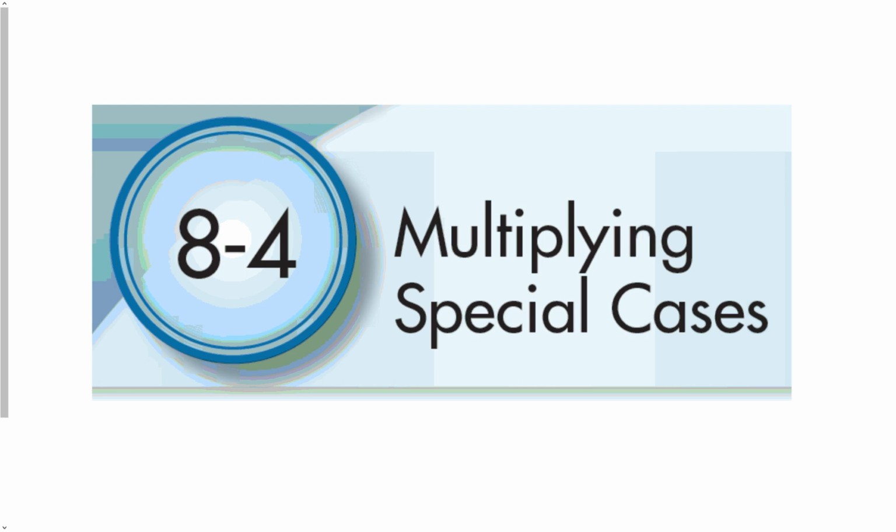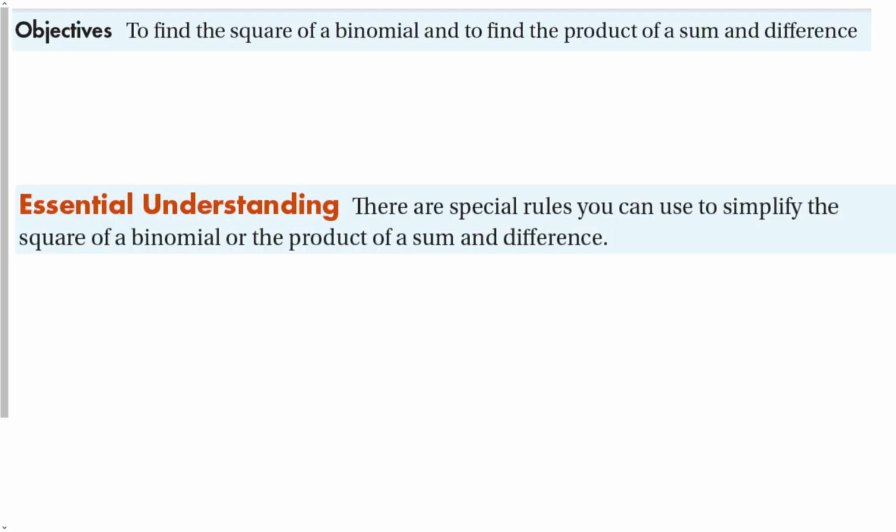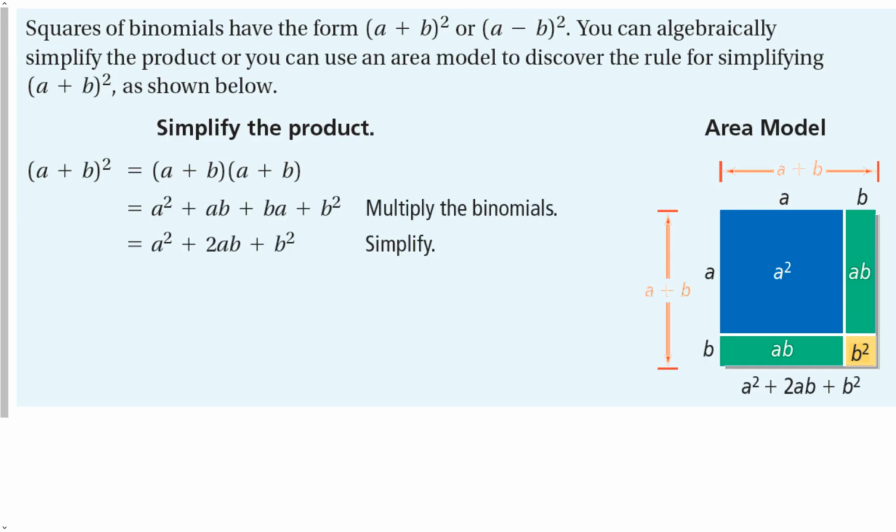8-4, multiplying special cases. Our objective is to find the square of a binomial and to find the product of a sum and a difference. And there are special rules that you can use to simplify the square of a binomial or the product of a sum or a difference.